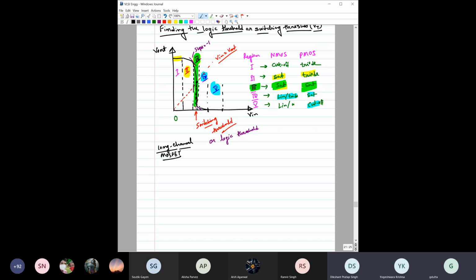If you reduce the channel length significantly, then you have to consider other effects, and those MOSFETs are termed short channel MOSFETs. The equations that we have learned are no longer applicable for those short channel devices. So remember that. We are doing it for the long channel MOSFET. So for the long channel MOSFET, we know here both transistors are in saturation.